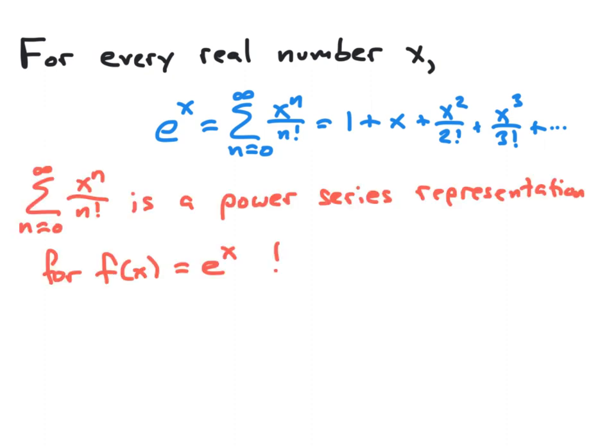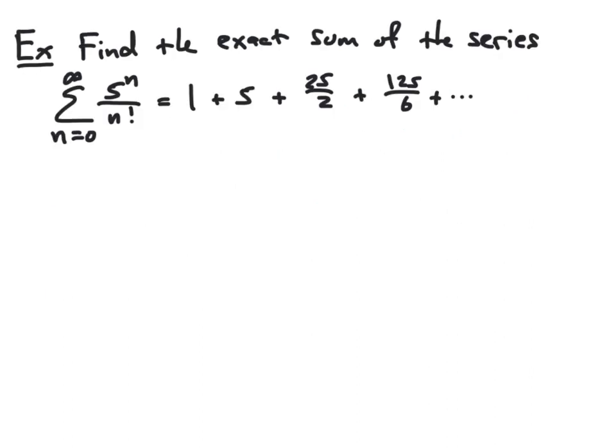We can now use this series from n equals 0 to infinity of x to the n over n factorial just like we used the power series representation of any other function. For example, let's suppose we wanted to find the exact sum for the series n equals 0 to infinity of 5 to the n over n factorial. We could easily use the ratio test to show that this series converges, but the ratio test alone doesn't help us actually find the sum of this particular series.